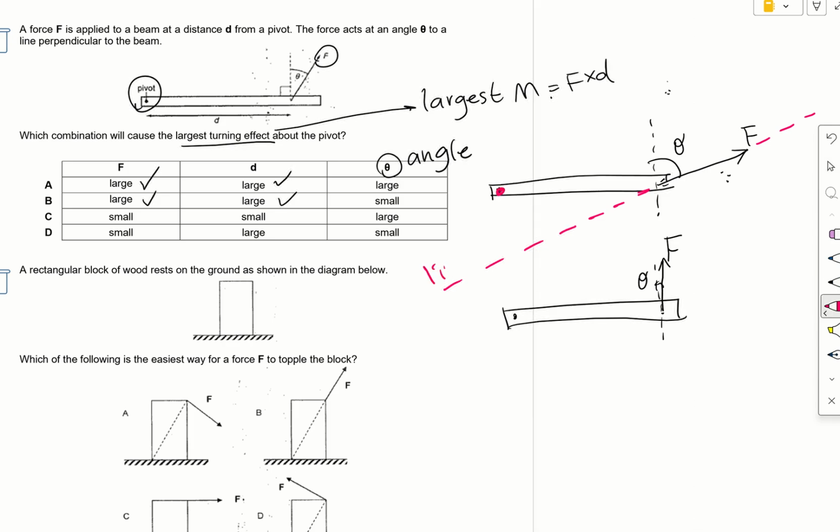This is the line. So where is the perpendicular distance? It is the shortest distance, right? So this is the perpendicular distance. And you see that this perpendicular distance is this amount.